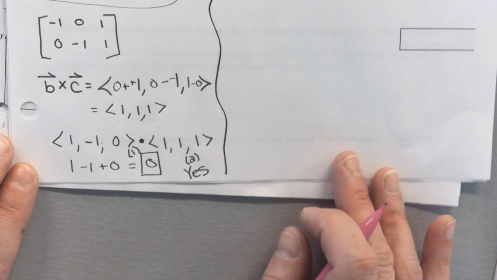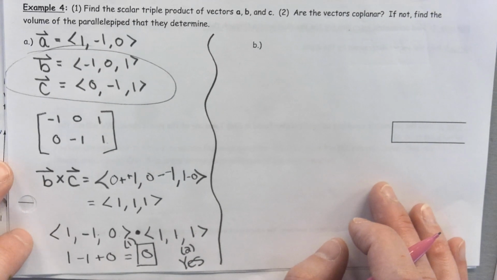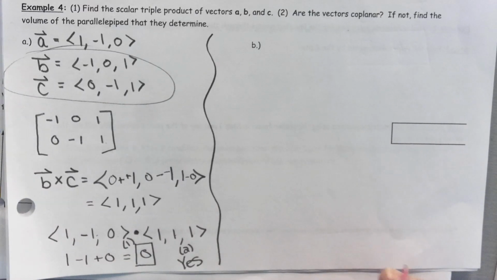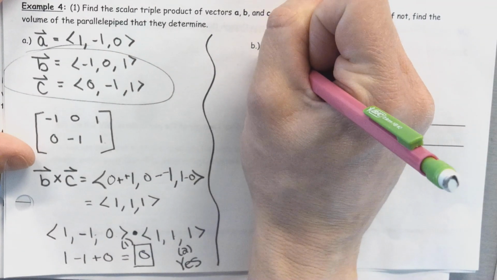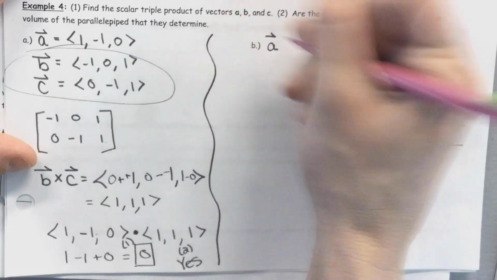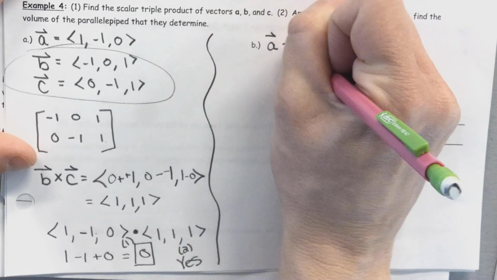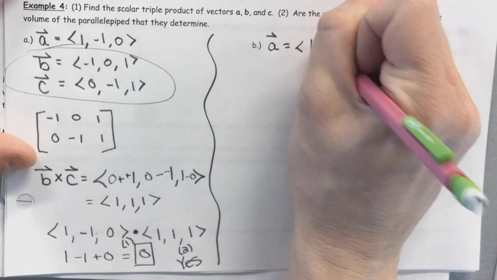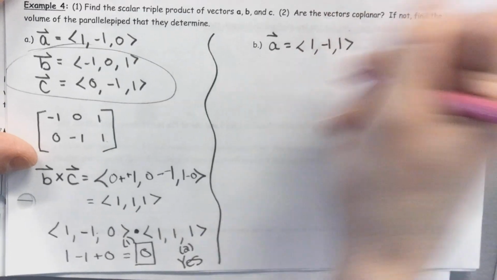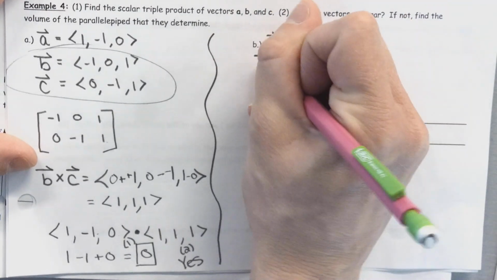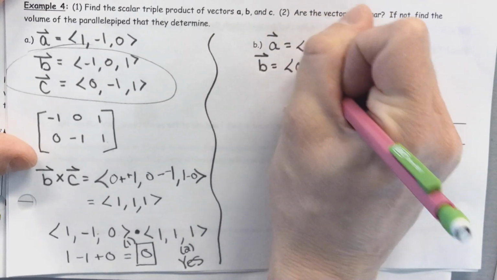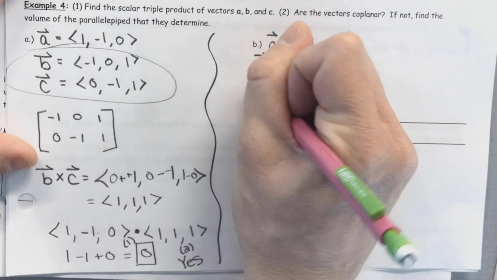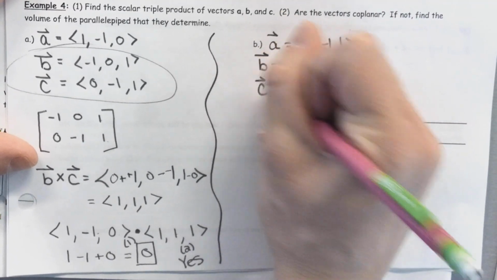All right. Moving on to part B, we're going to do a different one. This one's not going to end up being 0, but we got a lot of 1s again. 1s and 0s and -1s. All right, vector A, new problem, but a lot of the same characters. Vector B. Vector C.